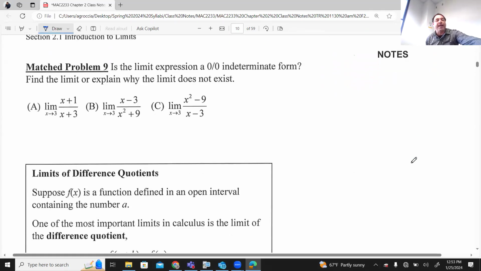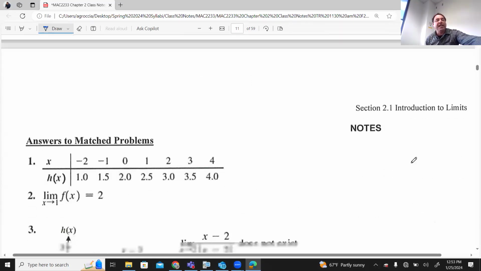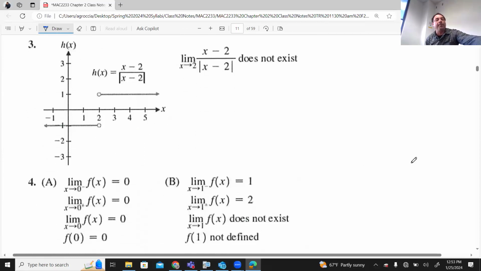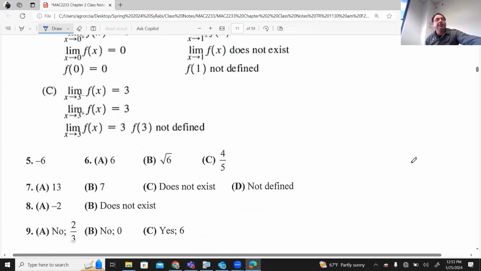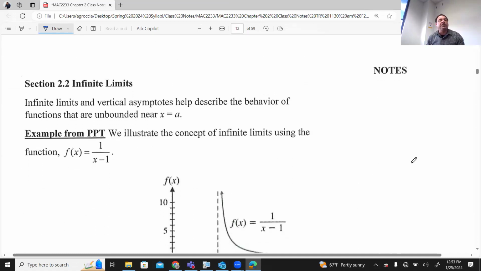Notice that there are matched problems. Notice that there are more examples. And notice that the answers to all the matched problems are here. So if you want to do more examples in the notes, they're all there for you. But where we'll start next class is 2.2.